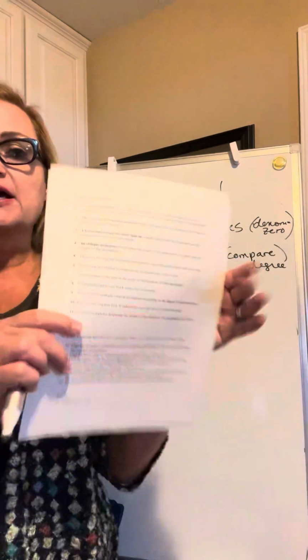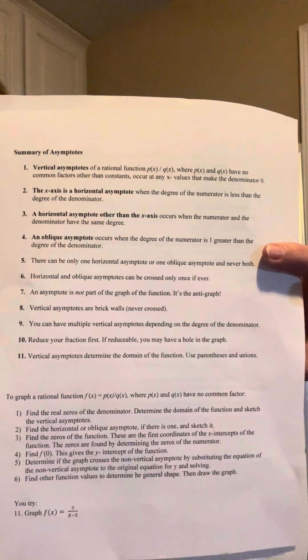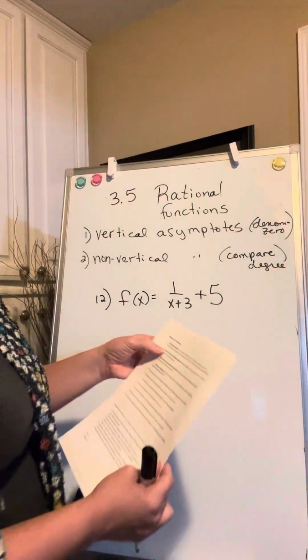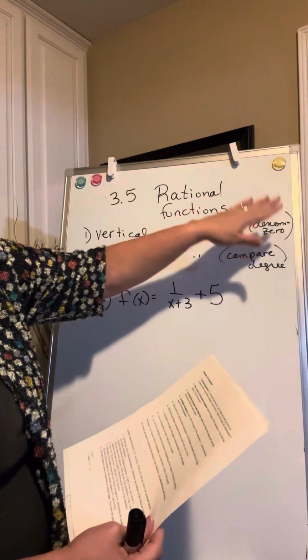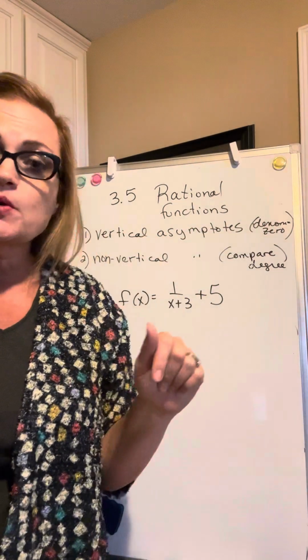So I'm to the sheet where we've got a list of all the rules. I want to read through those with you to remind you all the rules we need to be aware of. With these, there's lots of little rules. The first rule, we always try to find the vertical asymptotes, and that is found by setting the denominator equal to 0. Simple one rule for that.